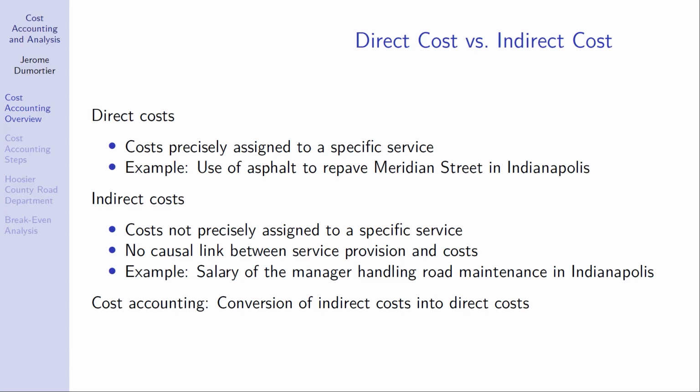Cost accounting, the overall goal is to allocate or to convert indirect costs, such as the salary of the manager, into direct costs that can be attributed to a mission center. And when you are watching the video on the Hoosier County Road Department, that is where you are seeing one technique of how you can actually accomplish that.